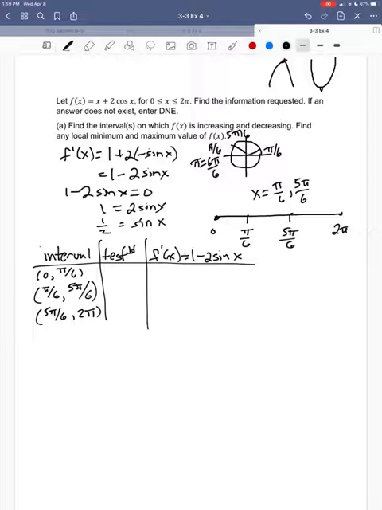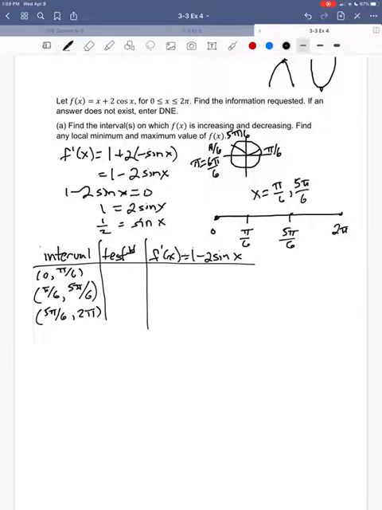Now, for a test number, we're going to have to evaluate this derivative for some values. We can, of course, use a calculator. If you want to use your calculator, it may be easier here to think of this in degrees, so put your calculator in degree mode to calculate this.